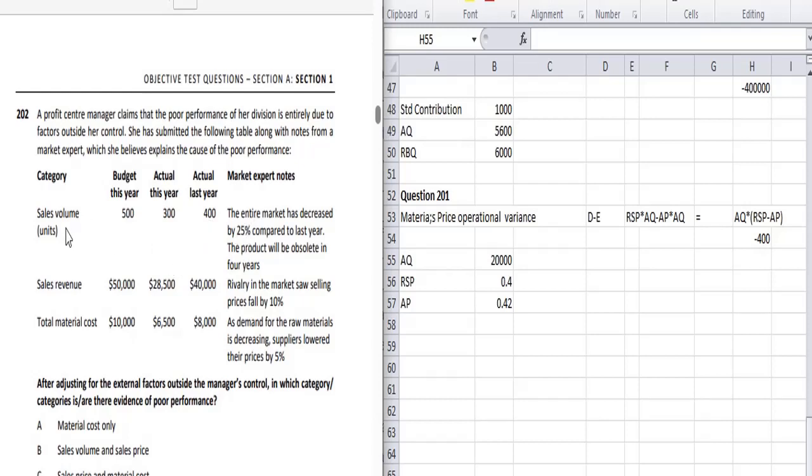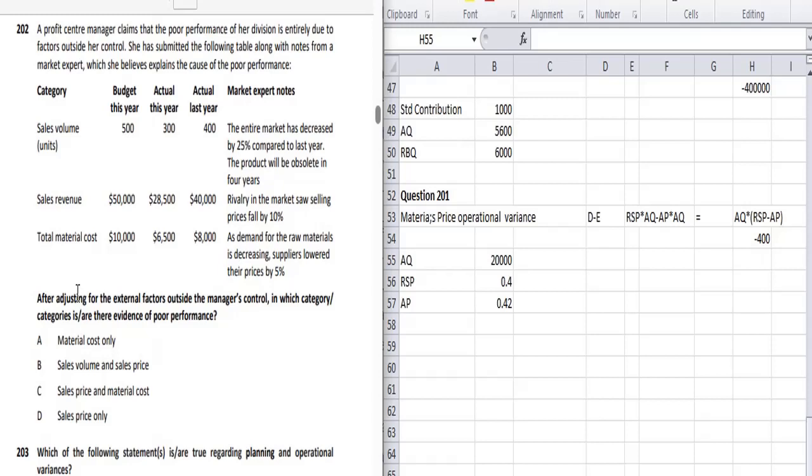So sales volume and sales revenue are beyond the control of the manager. Only the material cost can be controlled, because we have to plan how much material we have to use and which kind of material we have to use. So looking at this option, we can easily classify the material cost as the only evidence for the poor performance, but we will go into the details to make sure.